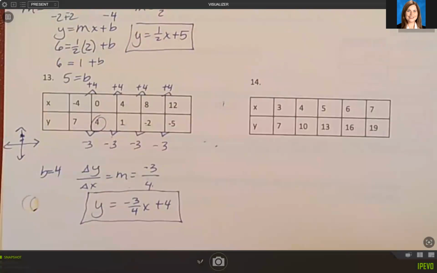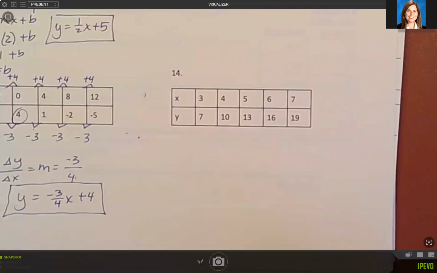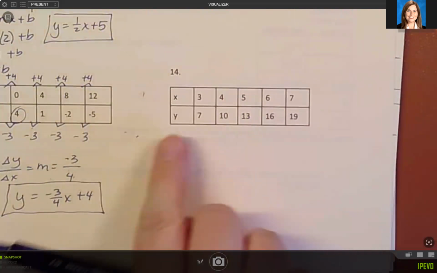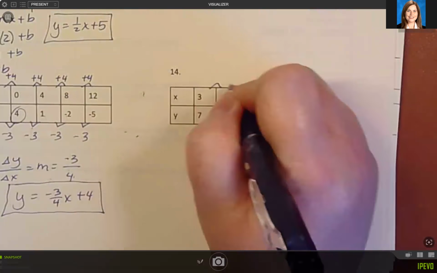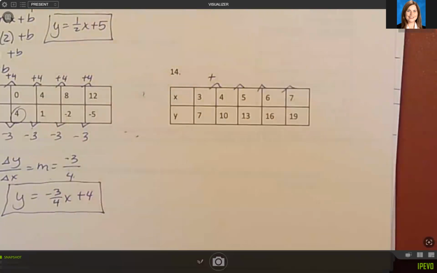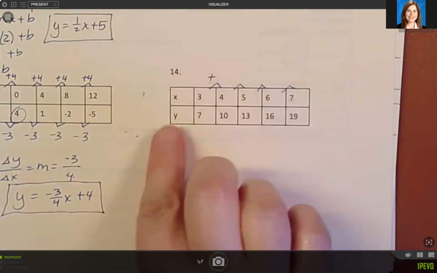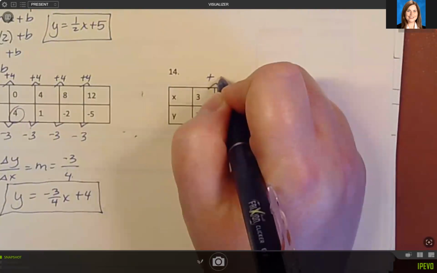Okay, let's look ahead to number 14. I don't really want to calculate b. Let's see if we have a constant rate of change, and then I'll tell you what I'm thinking. So first of all, we want to check and make sure it is a straight line. We can't just assume it's a line. We have to prove it, showing that we have a constant rate of change.